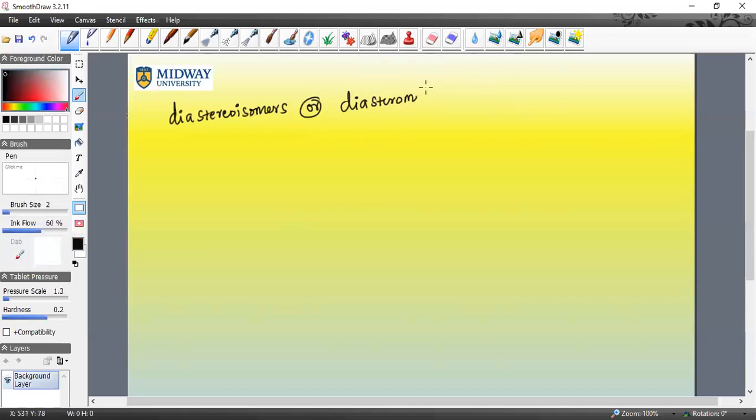I've heard them diastereomers. Okay, I guess it's just some way of condensing isomers. I don't really see why those three letters make any difference, but it used to be called diastereoisomers, but then it's also called diastereomers.